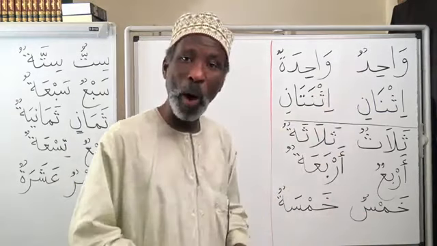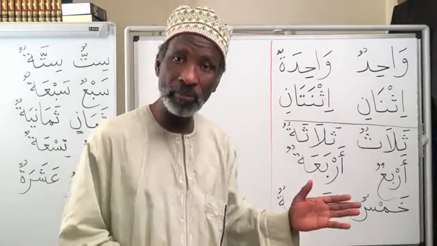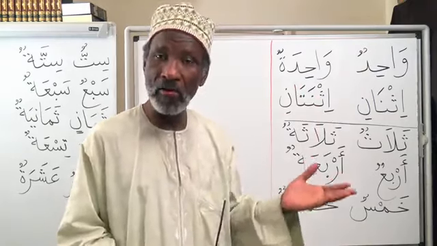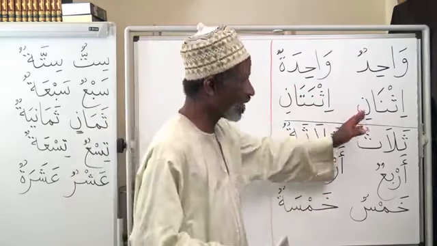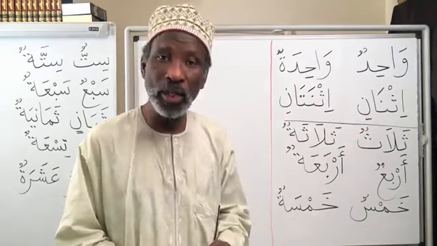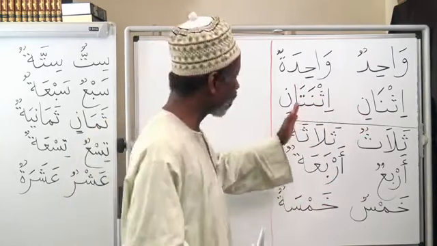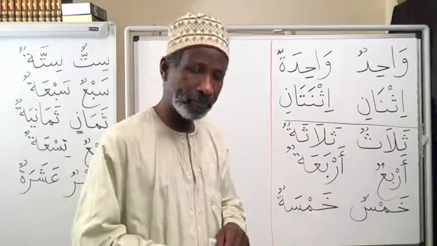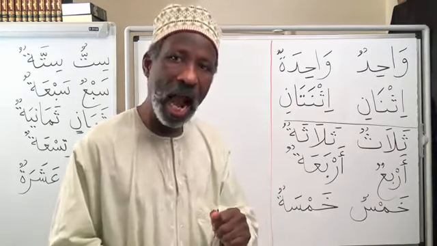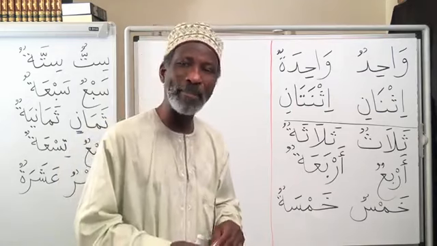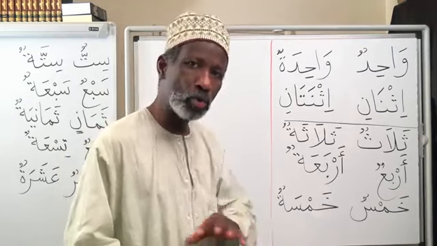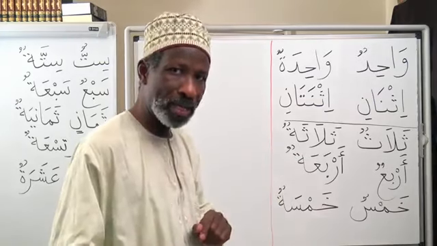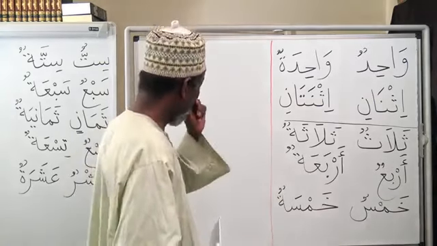Wahidun, that's number 1, and that is masculine. Wahidatun, number 1, and that is feminine. Ithnani, number 2, masculine. Ithnatani, number 2, feminine. Let's see how we use number 1 and number 2 in Arabic. The rules governing number 1 and number 2 is as follows.